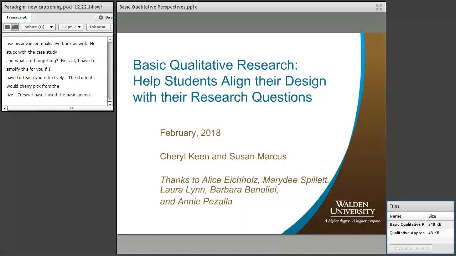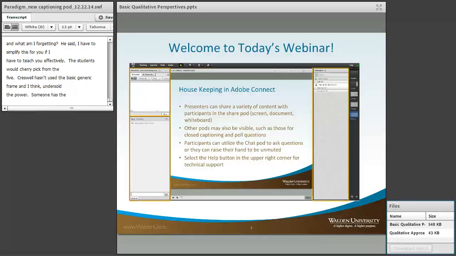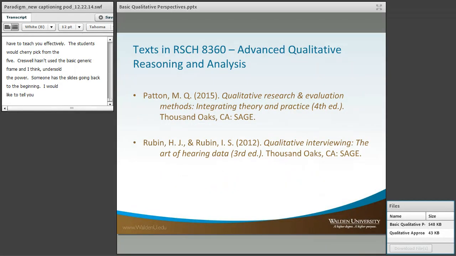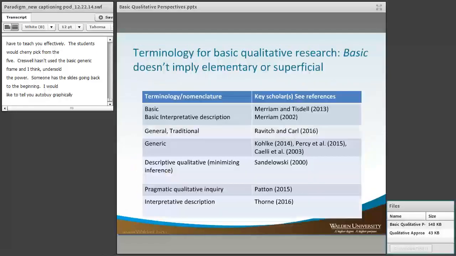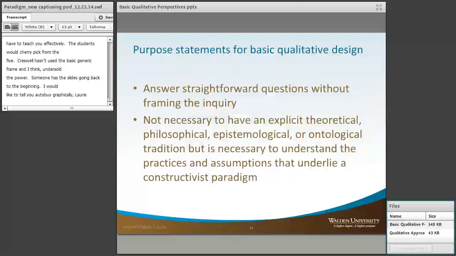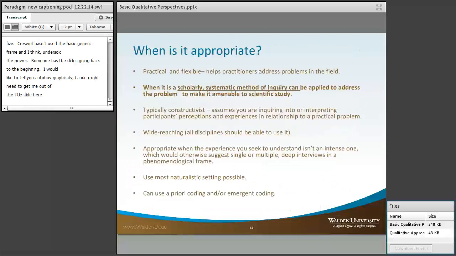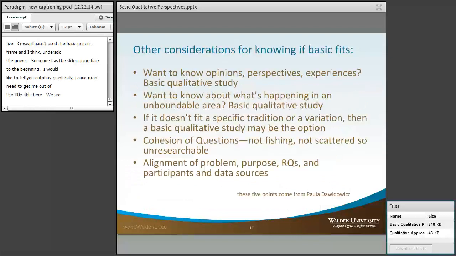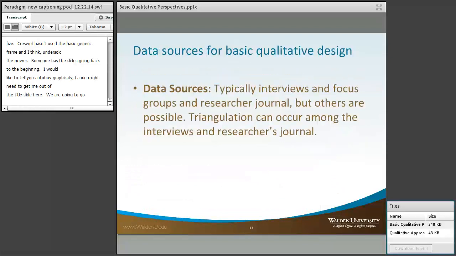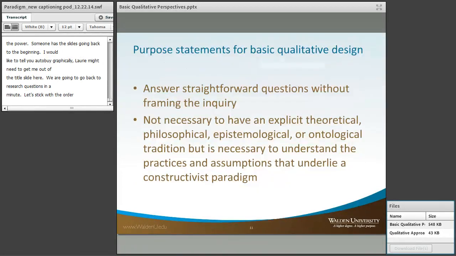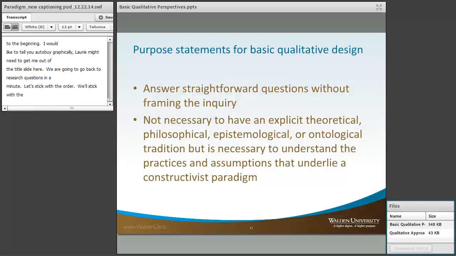And if I could go back, somebody's got our slides going, to the beginning, I would like to just tell you a little autobiographically. Laura, you might need to get me out of this title slide here. Yep. We're going to go back to research questions in a minute, but well, no, let's stick with the order. We'll stick with the order because we have so much to share with you folks.